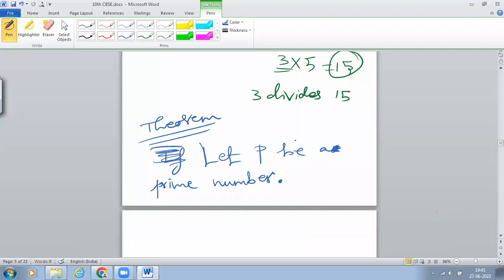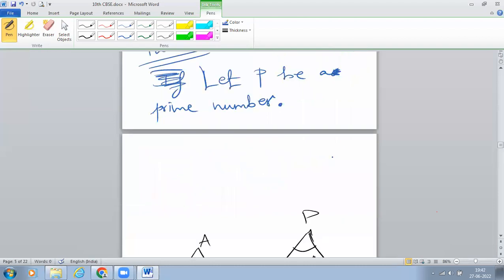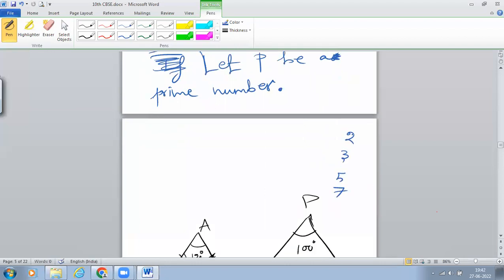For example, what is the only even prime number? 2, right? The only even prime number is 2. And after 2, what is the next prime number? 3. Next after 3, 5. After 5, 7. Listen, 2, 3, 5, 7, the first few prime numbers. Write them here. 2, 3, 5, 7.